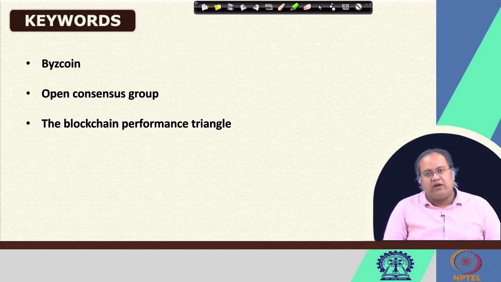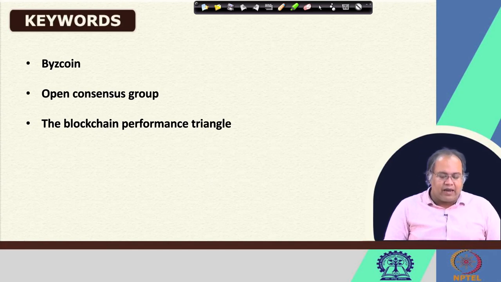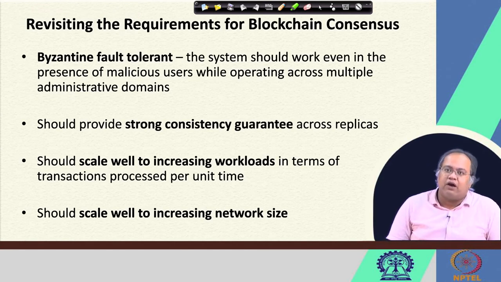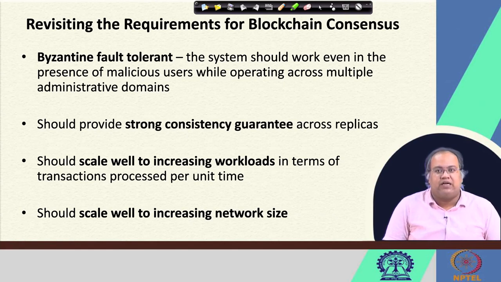So, these are the keywords for today's lecture. Byzcoin, we are going to talk about this specific mechanism. We are going to learn about something called an open consensus group, what is meant by an open consensus group and how we can develop one. And finally, we are going to learn something interesting called the blockchain performance triangle, and the different trade-offs that we have while designing a scalable blockchain architecture.